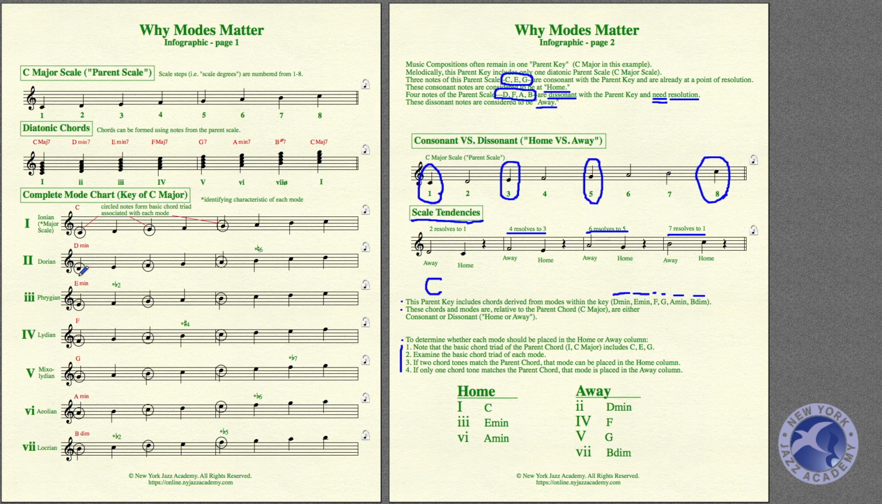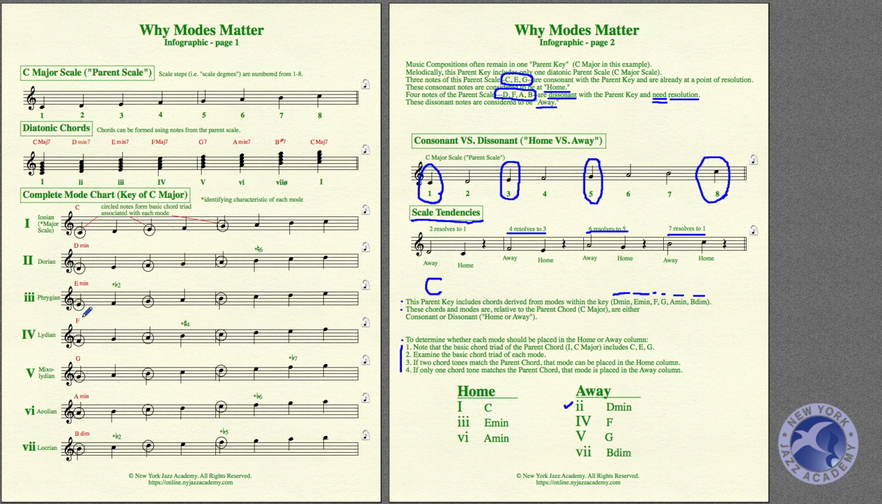So let's try D. If we look at D minor, we know it's D, F, A. Do they match? That's 0 for 3. None of them match the home. That should probably be number 5 here. If none match, then it goes in the away column. But anyway, D minor is definitely away because nothing matches.